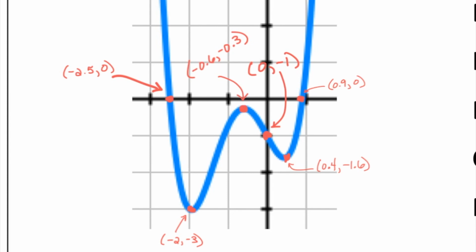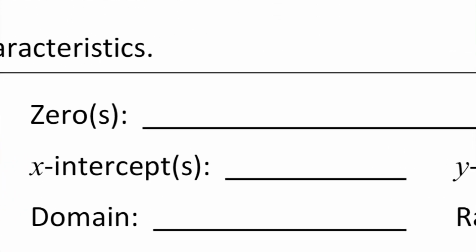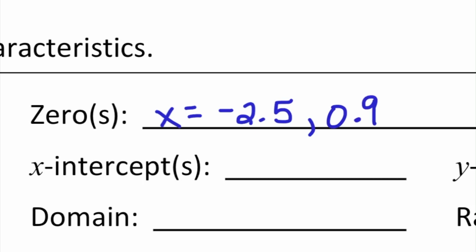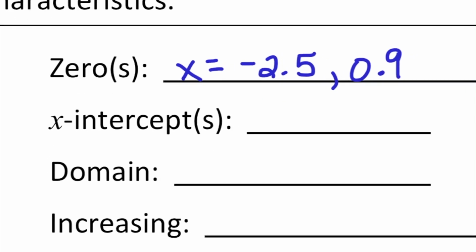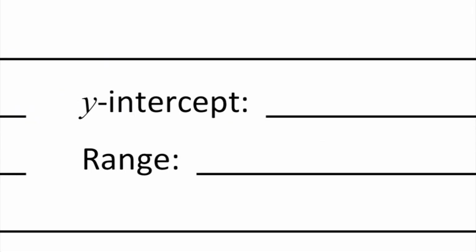And so over here, then we said that now remember the zeros write as x equals. So the zeros, x equals -2.5, and we said +0.9. But your x-intercepts are going to have those same number values, and so your x-intercepts are going to be written as ordered pairs, -2.50 and 0.90. And then we said that the y-intercept was 0, -1.